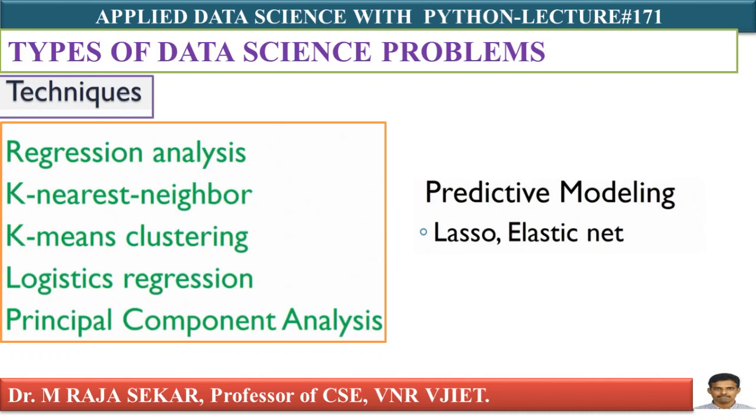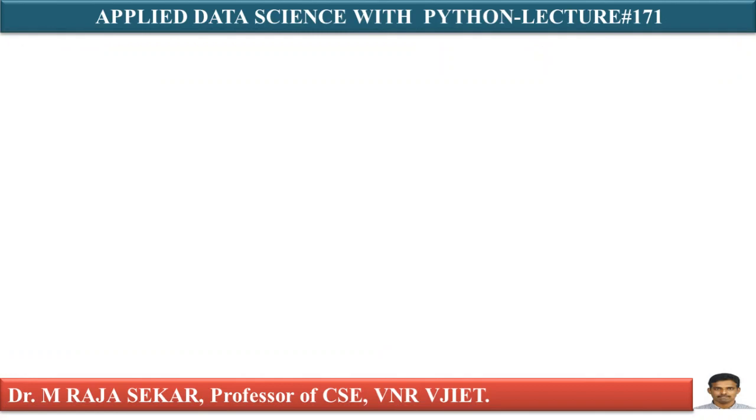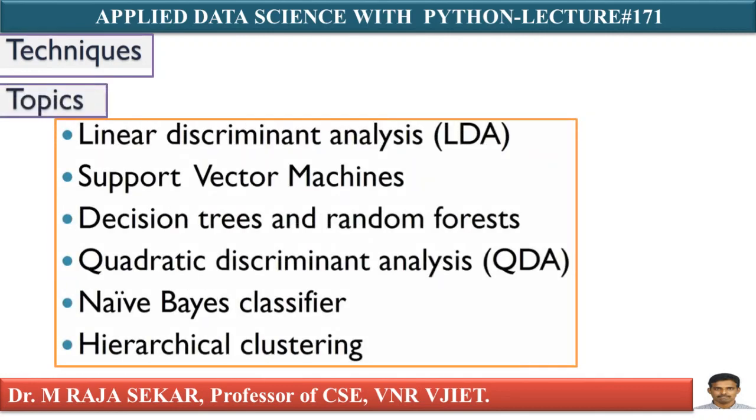Then people talk about predictive modeling. Understand that under predictive modeling, there are techniques such as lasso, elastic net. Not only these techniques, there are techniques such as linear discriminant analysis, support vector machines, decision trees, and random forests, quadratic discriminant analysis, naive Bayes classifier, hierarchical clustering, and many more such as deep networks and so on.